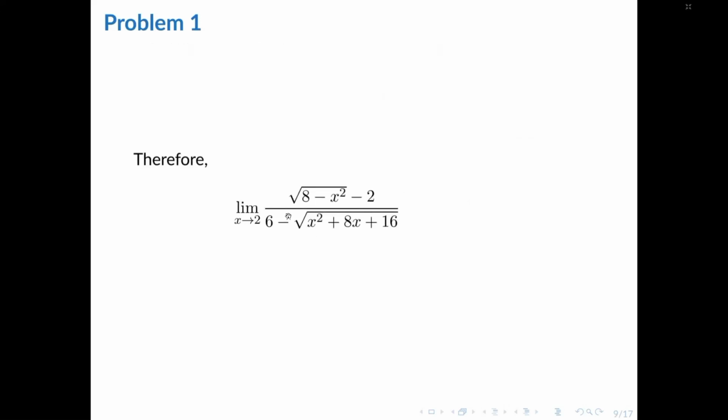Therefore, the limit of the original function as x approaches 2 would be equal to 4 multiplied by 1/4, which is equal to 1. So this is the final answer.